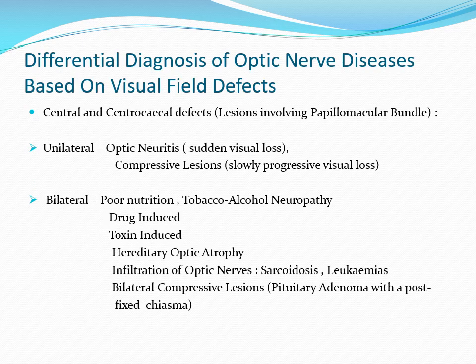Now optic nerve diseases may mimic other diseases, retinal diseases, but before that, optic nerve diseases can have a differential diagnosis based on the fields. Central centrocecal defects involving the papillomacular bundle: unilaterally optic neuritis, compressive lesions; bilaterally nutritional amblyopia, tobacco neuropathy, drug-induced, toxin-induced, hereditary, infiltration, bilateral compressive lesions like pituitary adenoma.